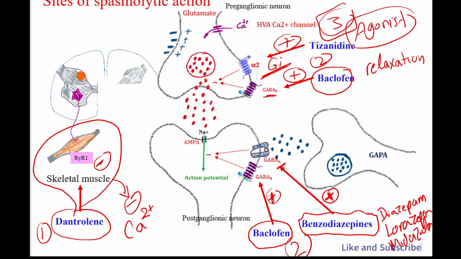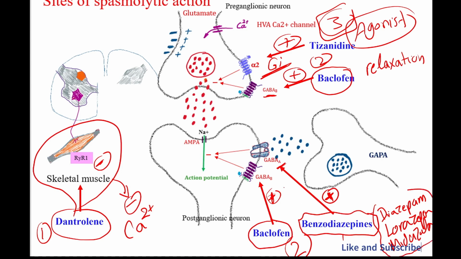So the question now: give me a medication that activates GABA A and induces muscle relaxation. Benzodiazepine. This is a group of medications. Diazepam, another medication lorazepam, another medication midazolam. All these medications could be used to induce skeletal muscle relaxation. Keep it in your mind.